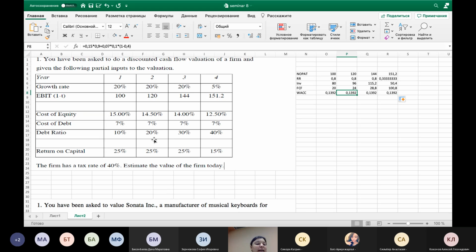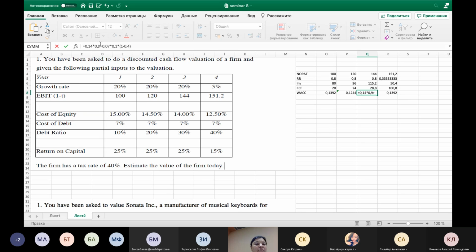13.92. For the second scenario, cost of equity became 14.5. The weight of our equity became 80%, and the weight of our debt became 20%. The total cost of our capital became 12.44%.